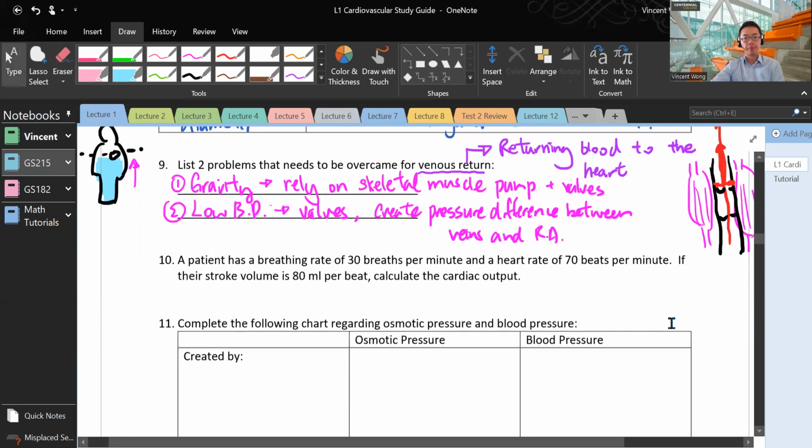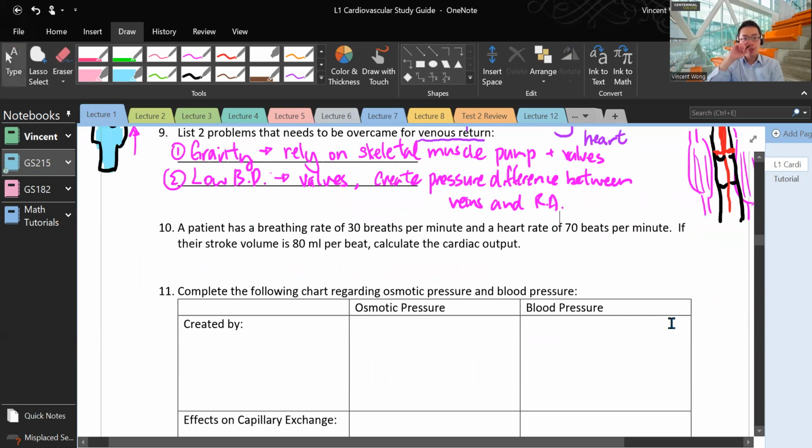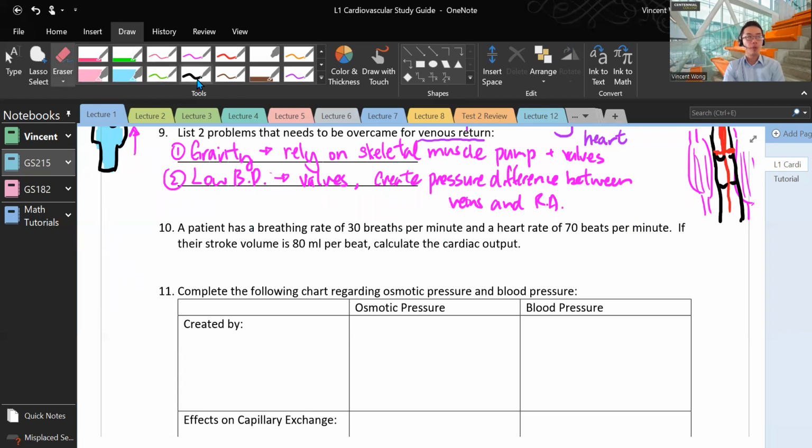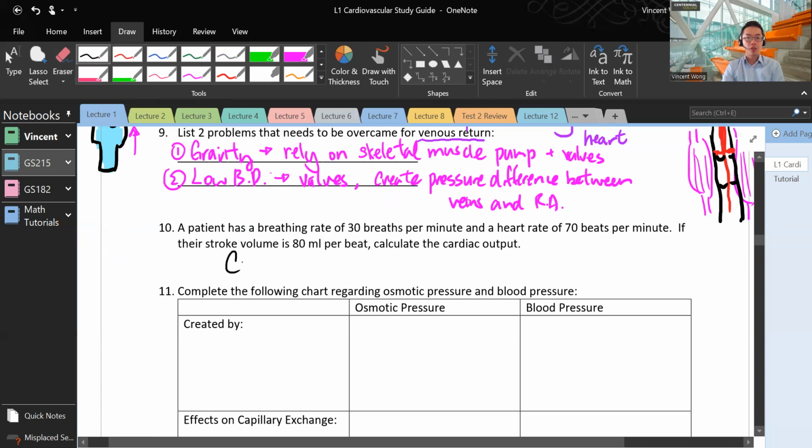Next question. A patient has a breathing rate of 30 breaths per minute and a heart rate of 70 beats per minute. If their stroke volume is 80 mils per beat, calculate cardiac output. So here's the formula for anybody who needs a refresher. Cardiac output, which is a measurement of the volume of blood that is distributed throughout the body per minute.